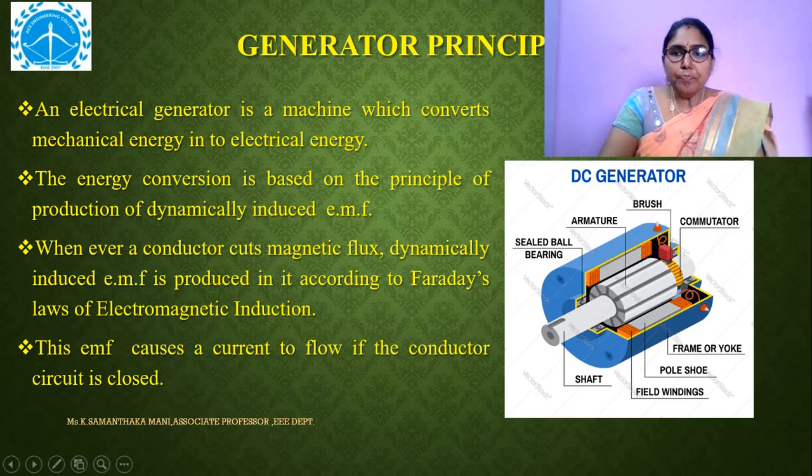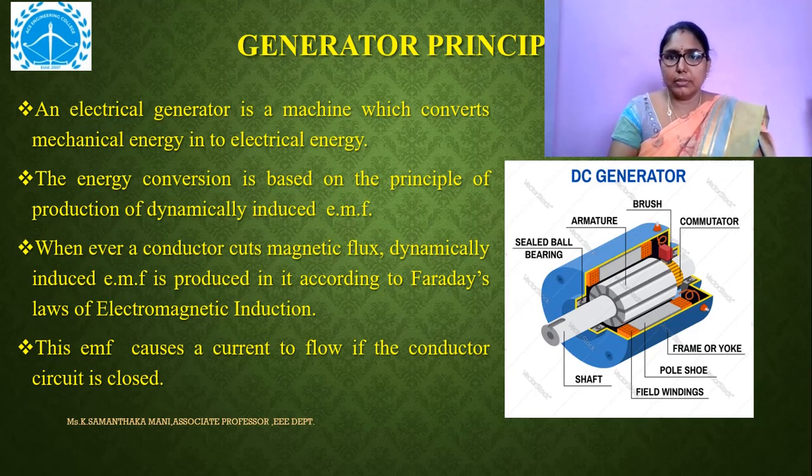An electrical generator is a machine which converts mechanical energy into electrical energy, as we have just seen earlier. The energy conversion is based on the principle of production of dynamically induced EMF. How is the EMF actually generated in the DC generator? Whenever a conductor cuts a magnetic flux, dynamically induced EMF is produced in it according to Faraday's laws of electromagnetic induction. So this DC generator operates on the principle of Faraday's laws of electromagnetic induction.